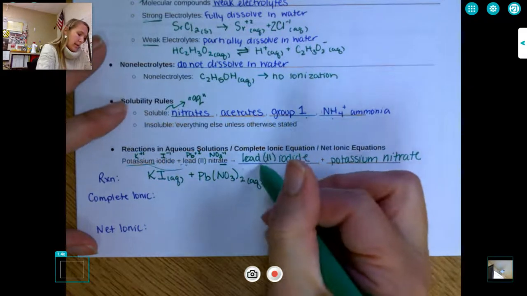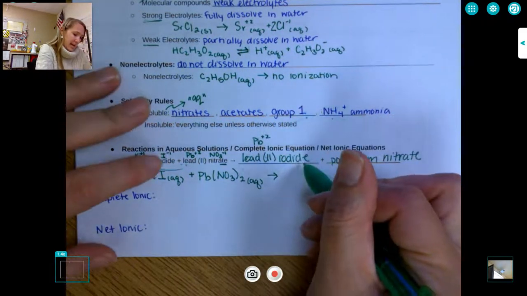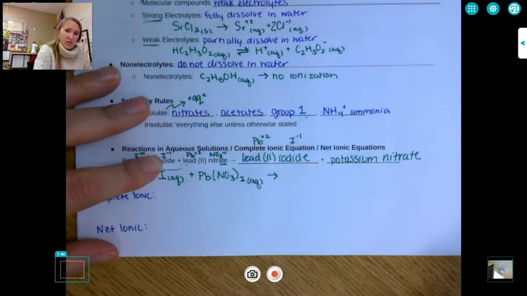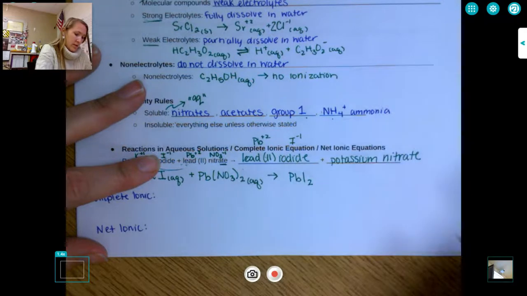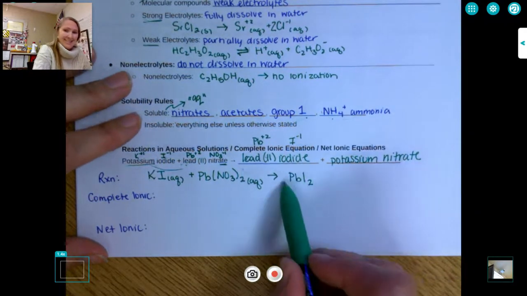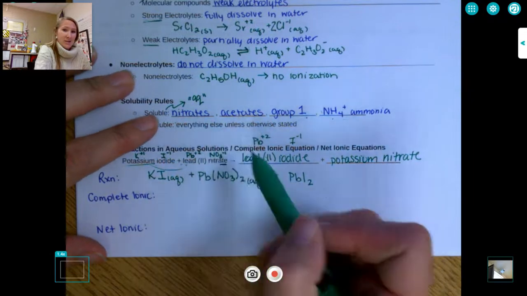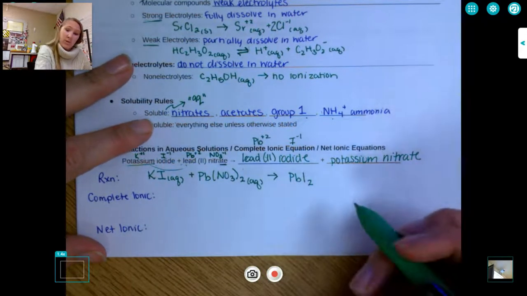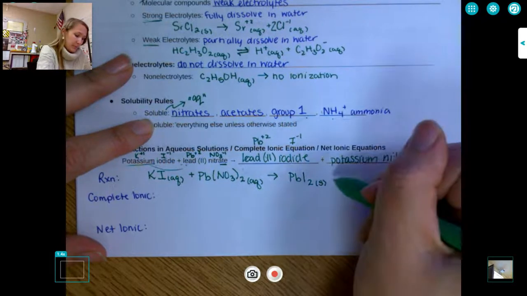Okay. So lead 2 iodide: lead 2 is Pb +2, iodide is I -1, right? They haven't changed. So swap and drop: PbI2. Lead is not group 1. Iodide is not an acetate or a nitrate. So it's not one of our soluble compounds, so it must be a solid.